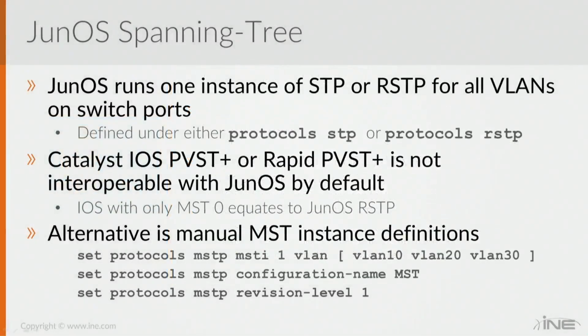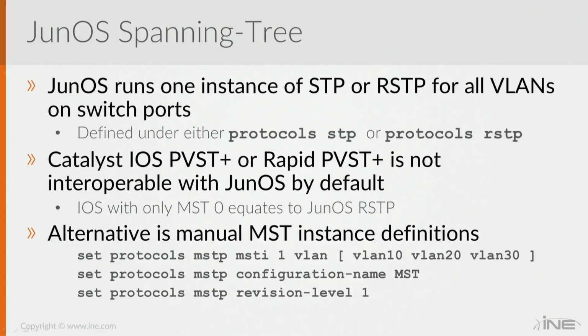But again, the point being here is that in JunOS, assuming they're running rapid spanning tree, they're only running one instance of this, so it's not automatically backwards compatible with Catalyst per VLAN spanning tree. So a simple solution in the Catalyst world, just say spanning tree mode is MST. That's going to collapse everything down to MST 0, and then they will be able to run spanning tree together.